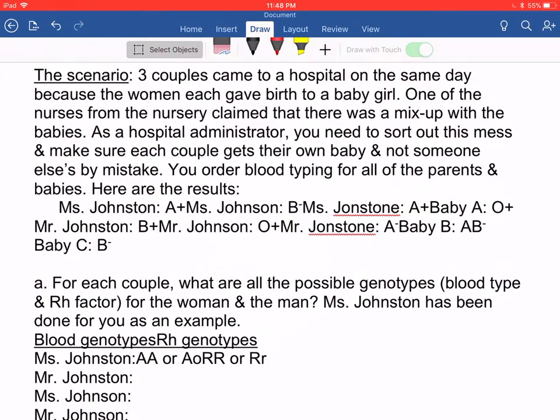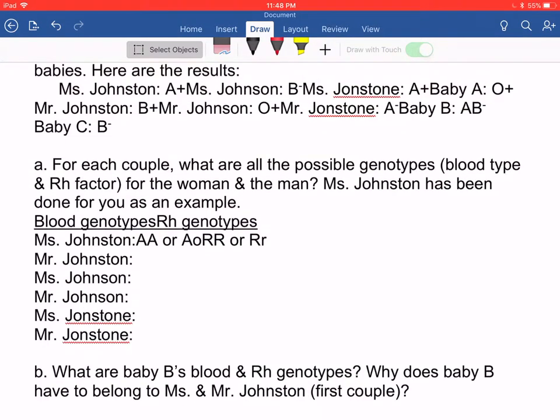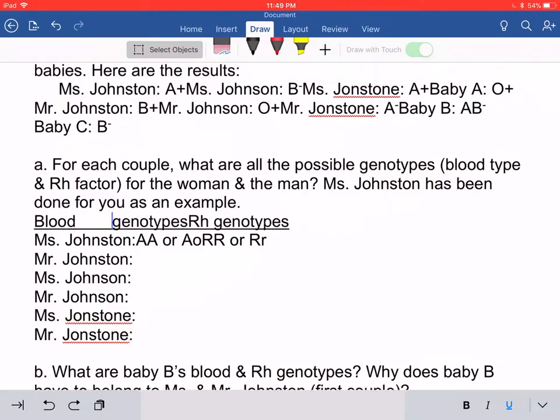Here are the results. So you can see what the women and the men of the relationship are in terms of blood group and Rh factor, that is plus or minus. For each couple, what are all of the possible genotypes, blood type, and Rh factor for the woman and the man? Ms. Johnson has been done for you as an example, okay? I'm actually going to create a little bit more spacing here because it'll make it easier for us to see what is going on.